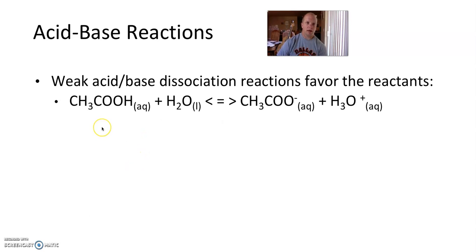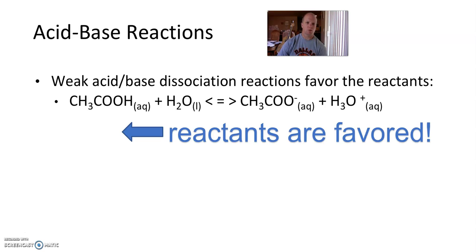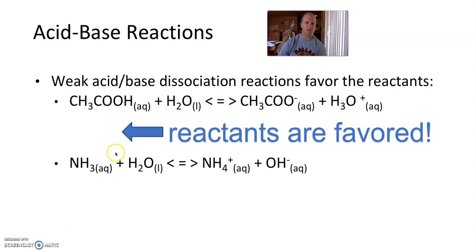Now, the other thing about acid-base reactions I want you to remember is that when you have weak acids and weak bases, the dissociation favors the reactants, the opposite side. So when we have acetic acid here and we put it in water, we only get a small percentage of product, a small percentage of hydronium or hydrogen ions being produced. So the reactants are favored. Same thing when we have weak bases, such as ammonia. It definitely favors the left-hand side here, the reactants.